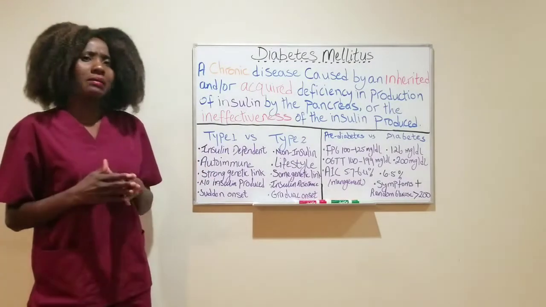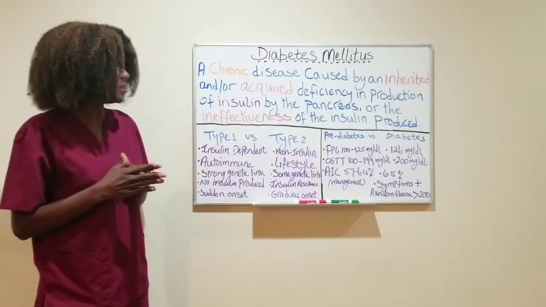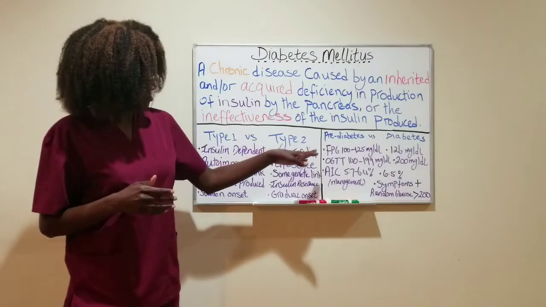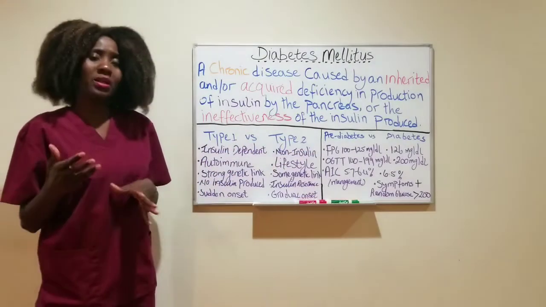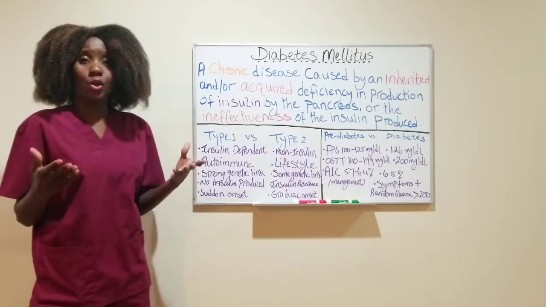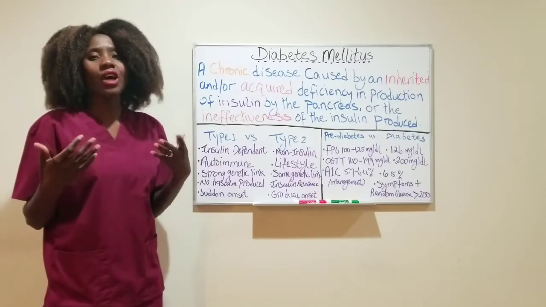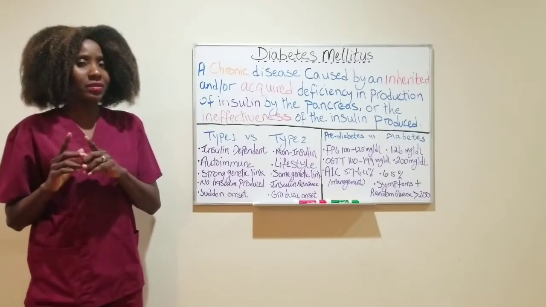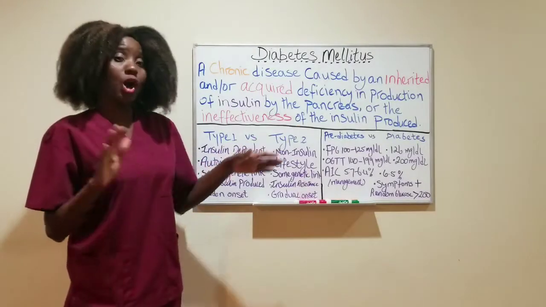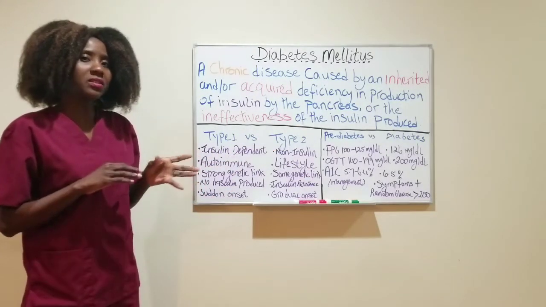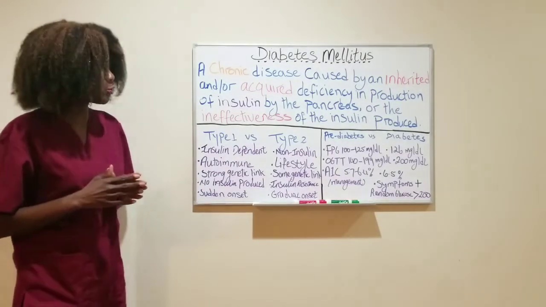Okay, so let's talk now about how we diagnose diabetes. How do we diagnose diabetes? So we have here pre-diabetes and diabetes. In pre-diabetes, your blood sugar is higher than normal, but it is not high enough for you to be classified yet as diabetic. And so the normal blood sugar is from 70 to 120 milligrams per deciliter. That's important for you to remember.